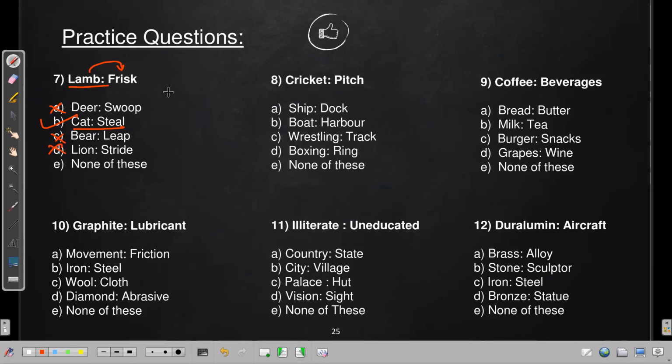Okay. So, designated place of the game. Cricket to pitch, played in, and this is particularly a sport. So I think wrestling, track, and boxing ring. Try to eliminate. Okay, see, I'm canceling them, meaning I'm trying to eliminate them.